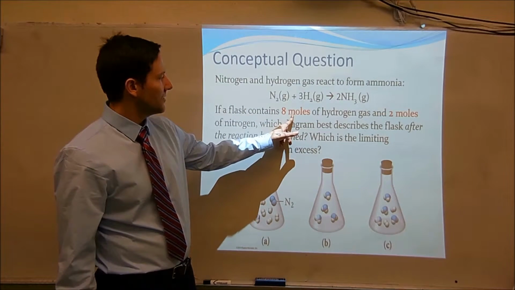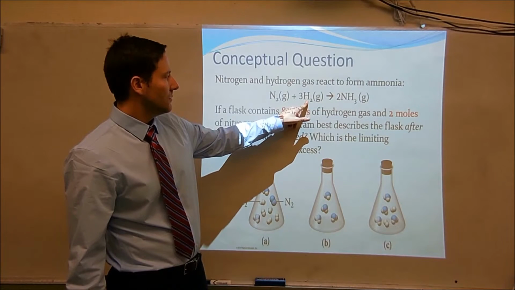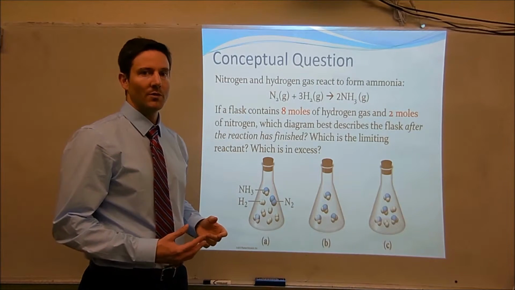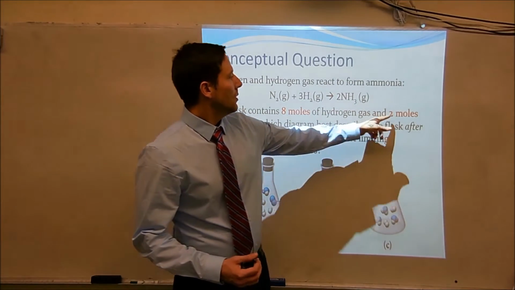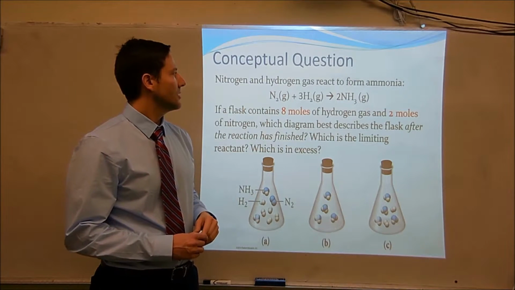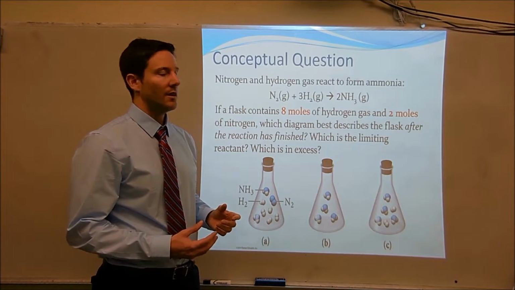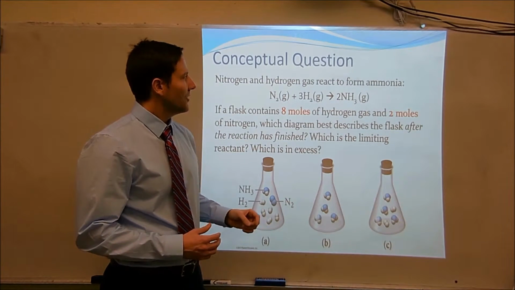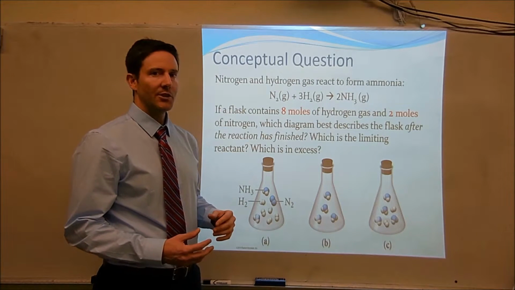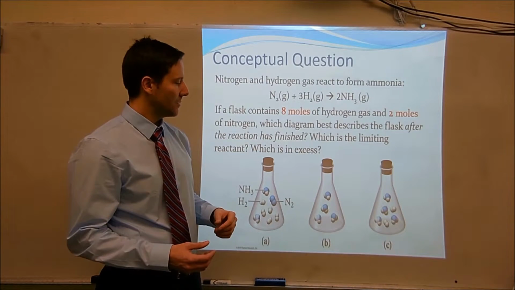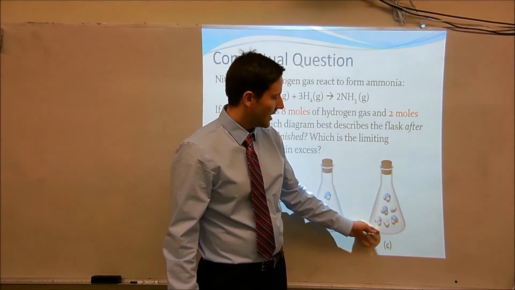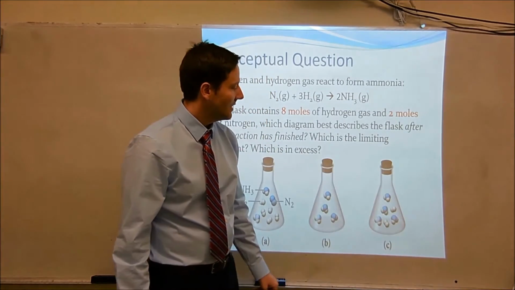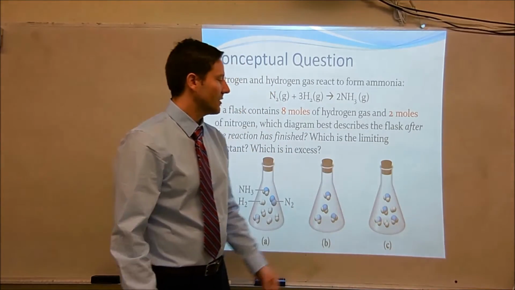It says you have 8 moles of hydrogen. Hydrogen is H2, which tells you that 8 moles of hydrogen gas gives you 16 moles of hydrogen atoms. 2 moles of nitrogen gas, nitrogen's N2, so that's 4 moles of nitrogen atoms. So we're looking for a flask here that has a 16 to 4 ratio of hydrogen atoms to nitrogen atoms. And it turns out that that's flask C. If you count up the white spheres, which is hydrogen, 3, 6, 9, 12, 14, 16, and you have 1, 2, 3, 4 blue spheres, that's the nitrogen.